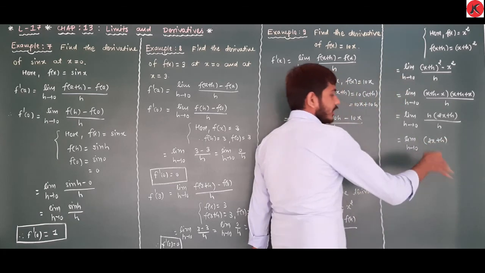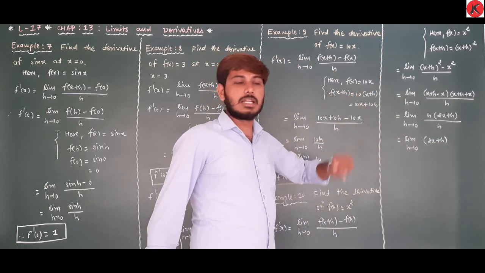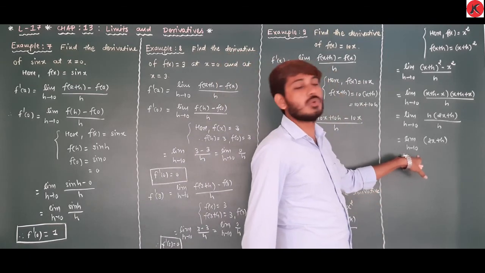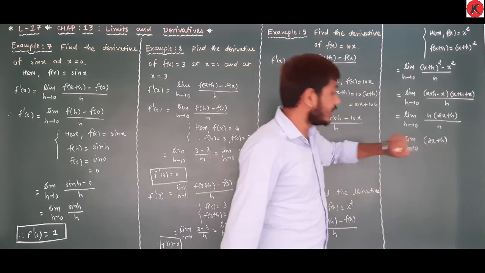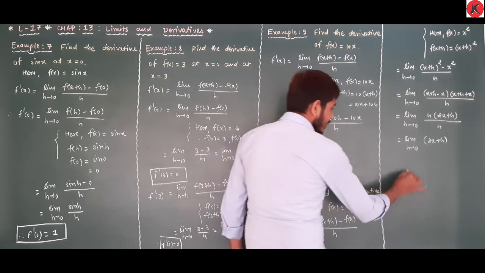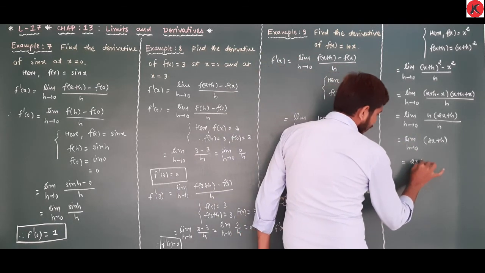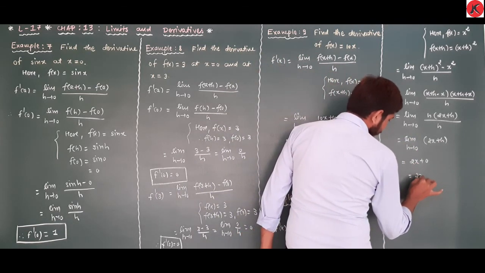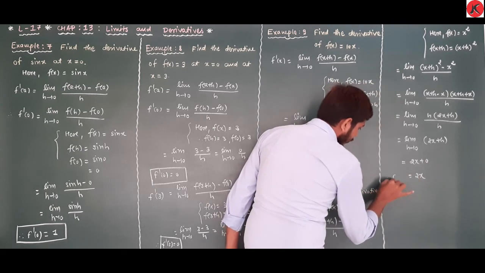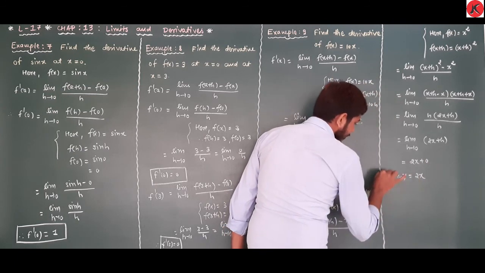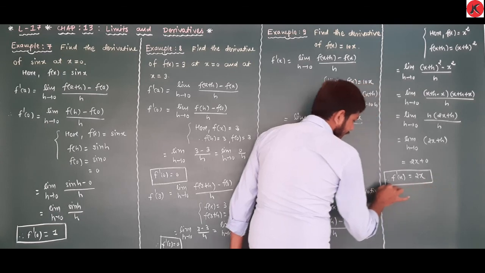Now the denominator becomes 1. That means put the direct limit at h equals to 0. Wherever h appears put 0, everything else as it is. That means we will get 2x plus 0, that becomes 2x. Therefore f dash x equals to 2x.